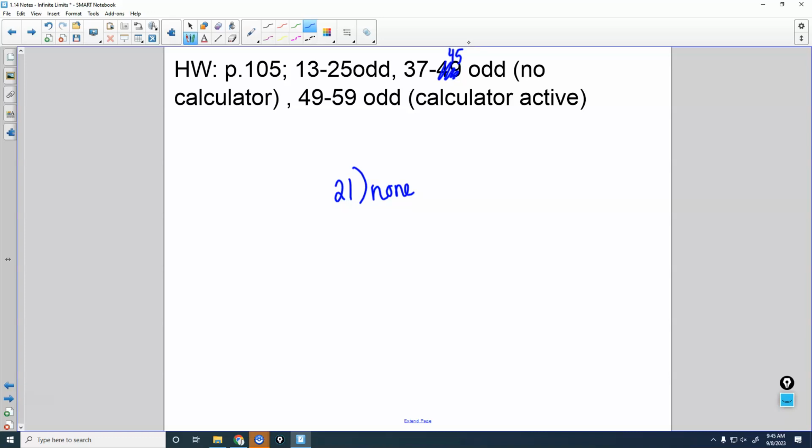Try to use the 89 if you can. I know Desmos is easier. Try to get used to using that 89. If you're getting stuck and having trouble finding it, it's fine if you use Desmos. But we're working towards being able to rely on that 89 for that.